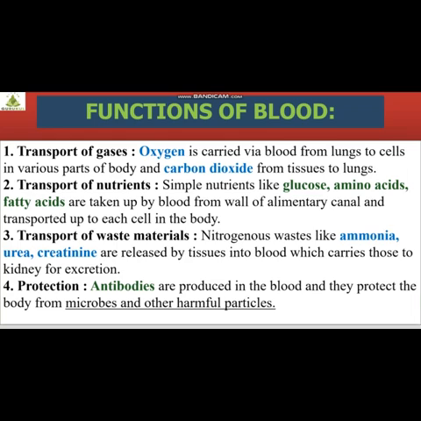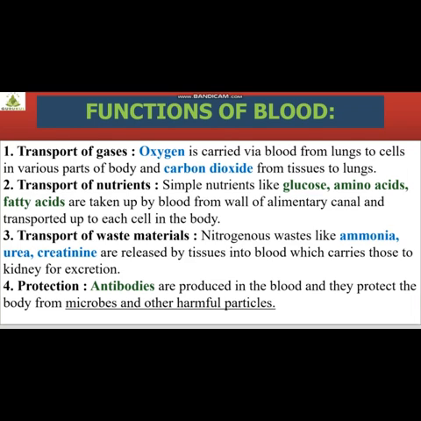Second, we have transport of nutrients. Simple nutrients like glucose, amino acids, fatty acids are taken up by blood from the wall of the alimentary canal and transported up to each cell in the body. These simple nutrients are taken up by the blood and transported to each and every cell, because cells require nutrients, and cells require oxygen for energy production, as we have already learned.